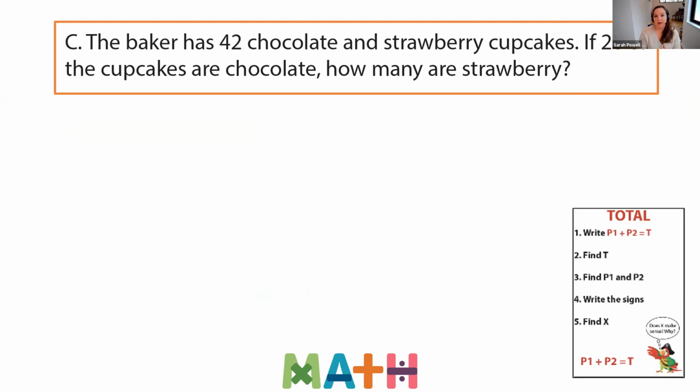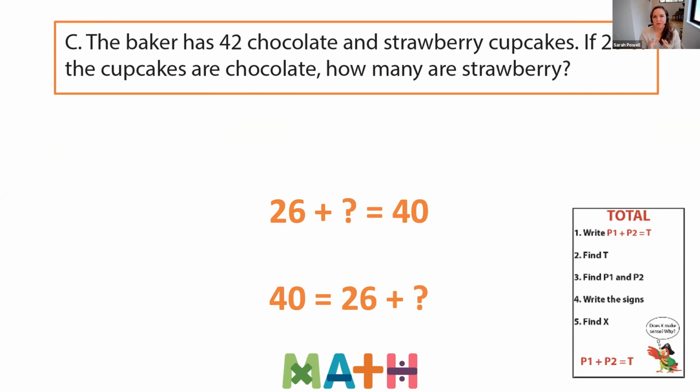So the baker has 42 chocolate and strawberry cupcakes. If 26 of these cupcakes are chocolate, how many are strawberry? So this is also a total problem. We're given here the total number of cupcakes, and we're given one of the parts, and our job is to figure out the other part. And so here, students would set up an equation most often like the first one, 26 plus question mark equals 40. I wrote 40, it should be 42, sorry.